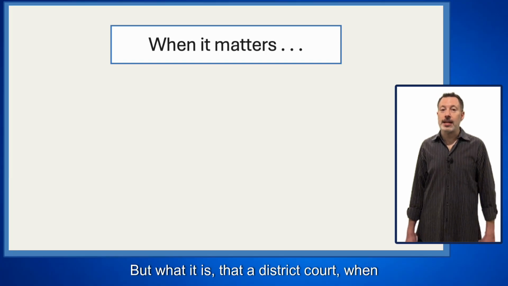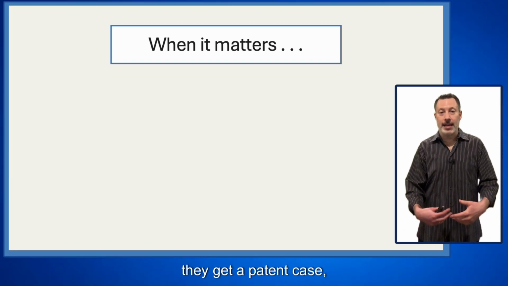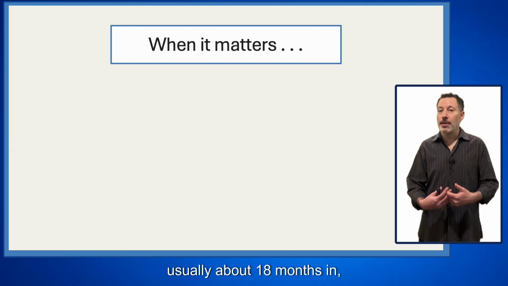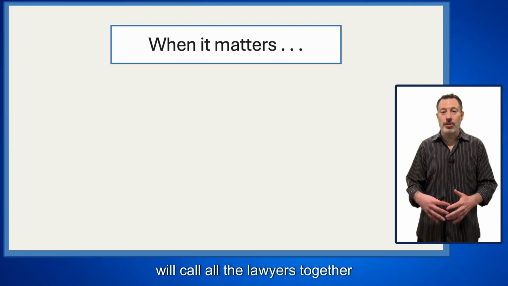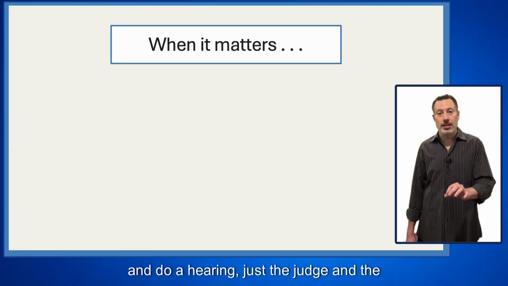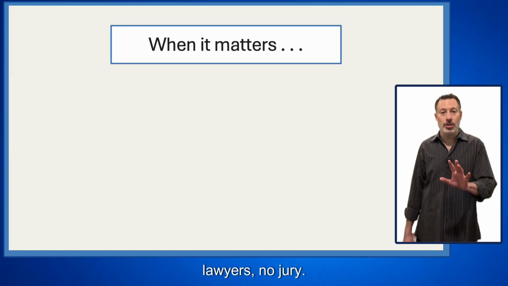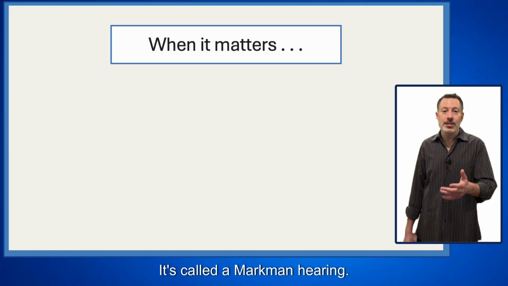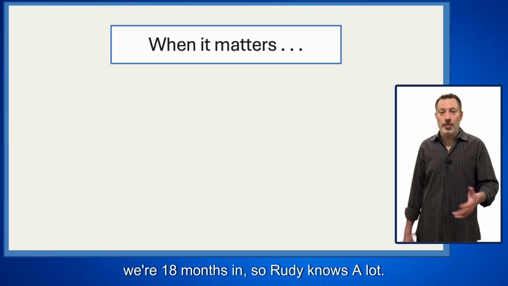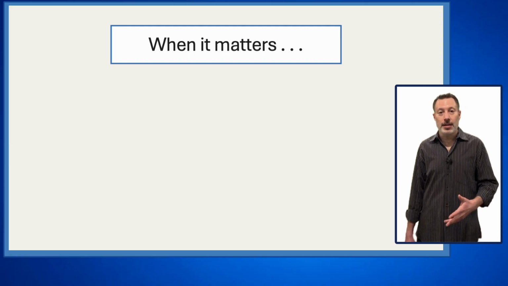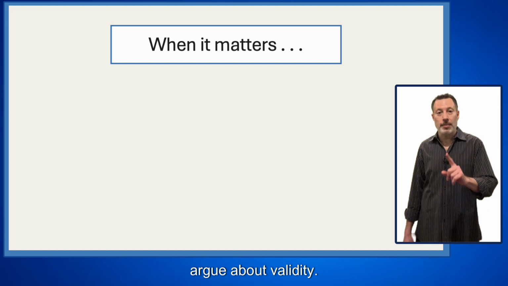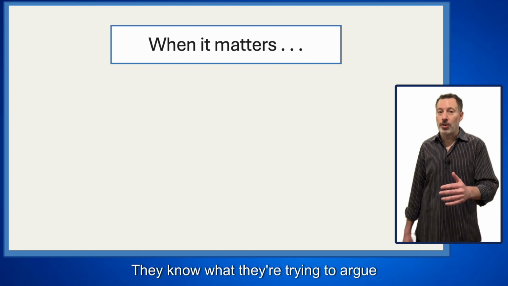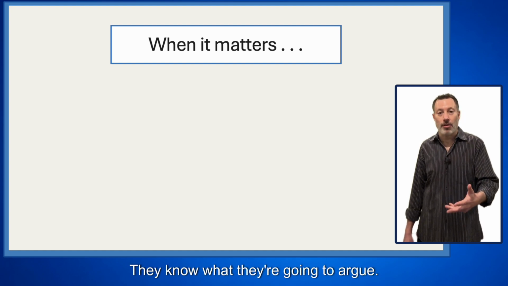But what it is that a district court, when they get a patent case, usually about 18 months in, will call all the lawyers together and do a hearing, just the judge and the lawyers, no jury. They'll do a hearing on claim construction. It's called a Markman hearing. And we're 18 months in, so everybody knows a lot. They know about what they're trying to argue about validity. They know what they're trying to argue about infringement. They know what they're going to argue.